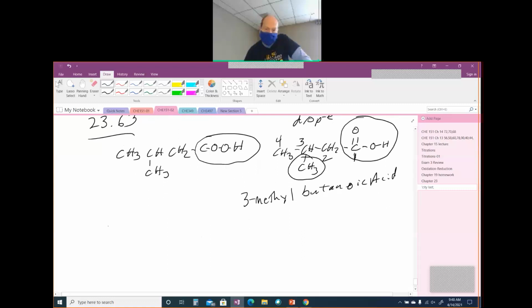All right, the next one is CH3 connected to CH, connected to CH2. This CH has a CH3. The CH2 is then connected to a carbon double bond carbon. And off of this one, we got an H. And here we have an H. And here we have a CH3. All right, so we have an alkene. So you see that you have an alkene.